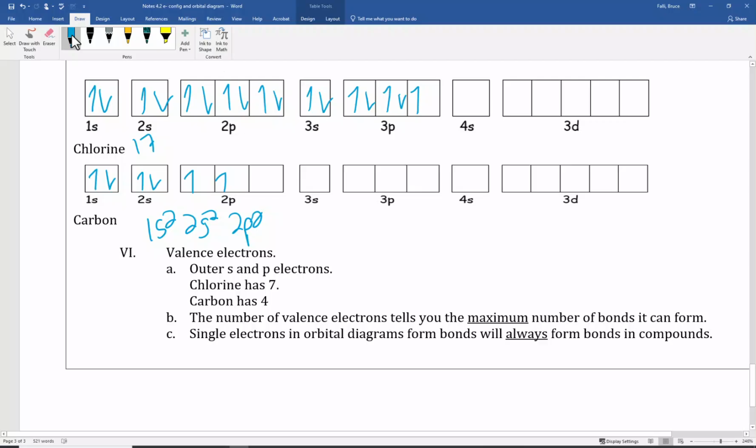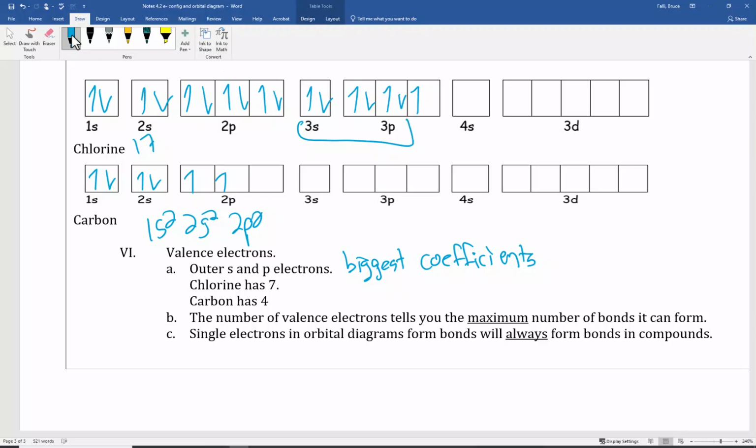All right. Valence electrons are your outer s and p electrons. That means you're looking at the biggest coefficients. So chlorine's biggest coefficients are 3. 2 plus 5 is 7. Carbon's biggest coefficient is 2. 2 plus 2 is 4.